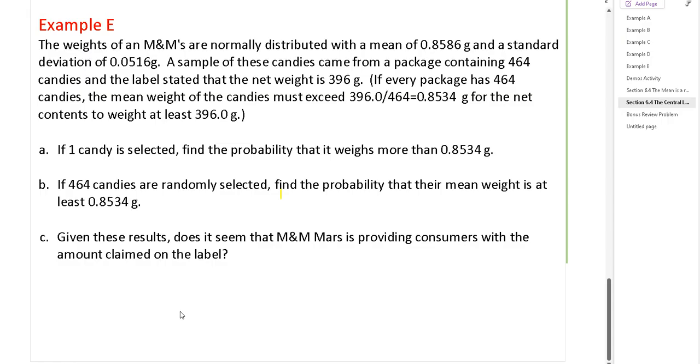So example E here. The weights of M&Ms. Man, you've got to have a really good scale to get down to a 1/10,000th of a gram. That's just crazy that you could get something that fine here. So example E: the weights are normally distributed with a mean of 0.8586 grams and a standard deviation of 0.0516 grams. So X is normally distributed with a mean of 0.8586 and a standard deviation of 0.0516.